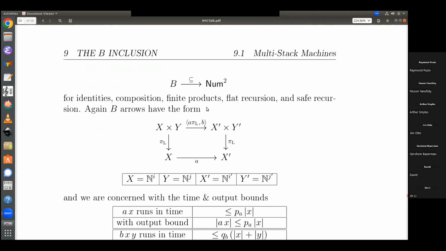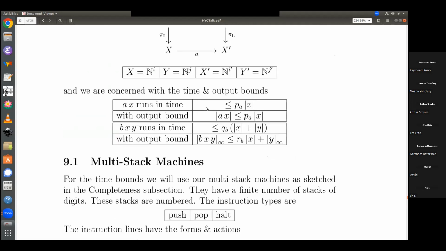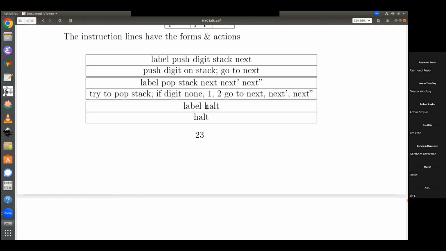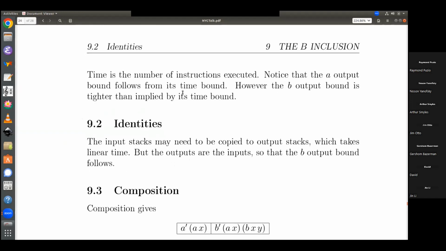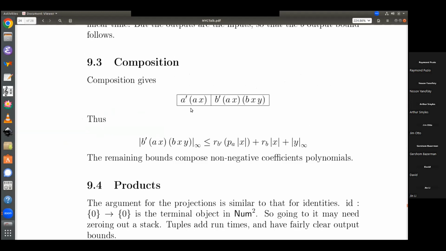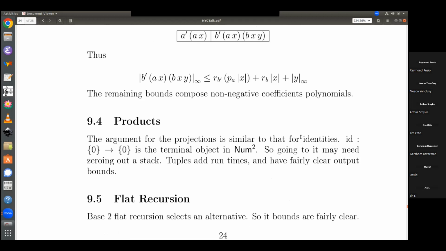So the B inclusion, and I need to actually straighten this notation out more, but I mentioned the multi-stack machines. We just have these push instruction, pop instruction, halt instruction. In composition, you start to see the importance of this tighter than polynomial bound, that when you look at this composition, the y's are not blowing up. The x's are still making things blow up polynomially, but the y is very controlled.